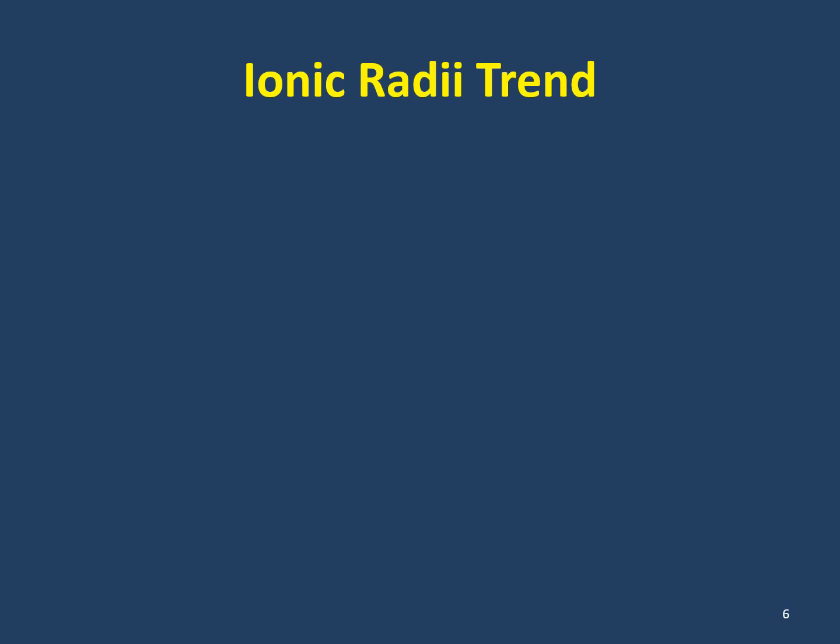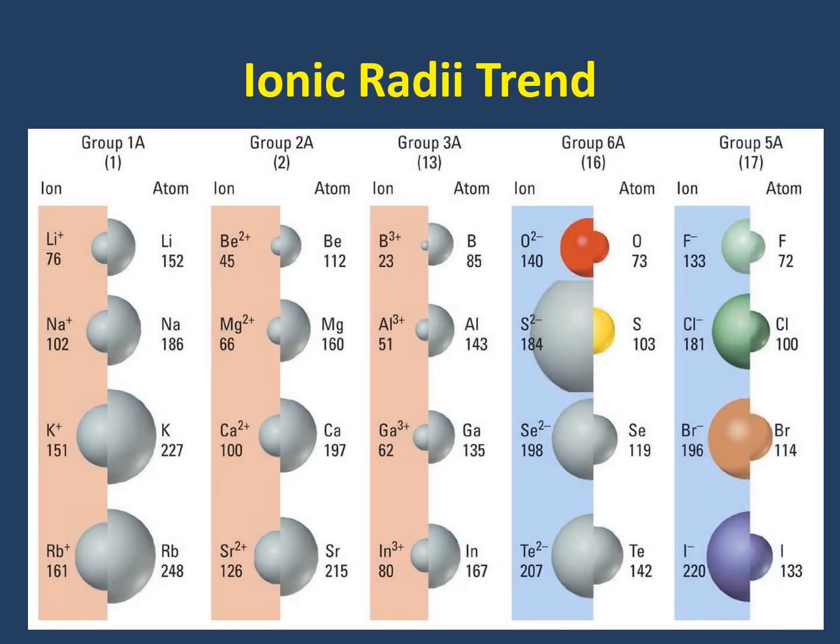Okay, so let's look at the ionic radii trend. The ionic radii trend is pretty much identical to the atomic radii when we're just comparing the same charge, positive versus positive or negative versus negative. However, something interesting happens when we look at positively charged things versus negatively charged things.